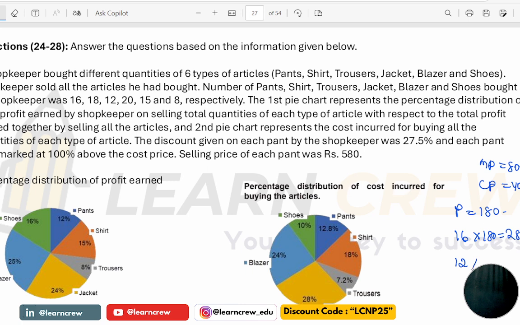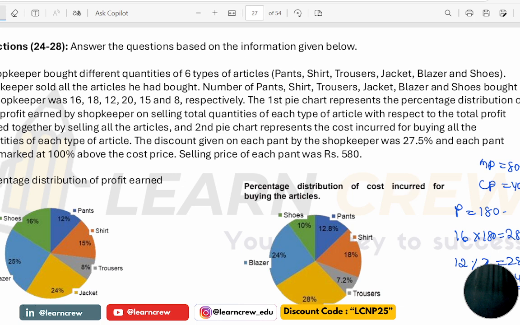Am I correct or not? 12% of X is equal to 2880. Thereby X should be how much? 24,000. So total profit earned by the shopkeeper is how much? 24,000.